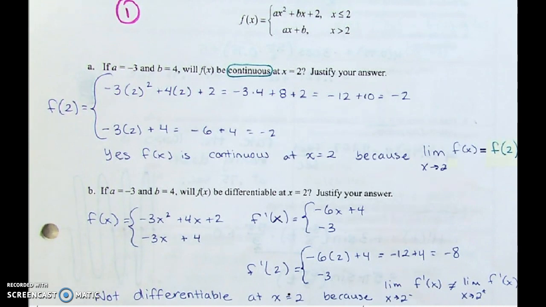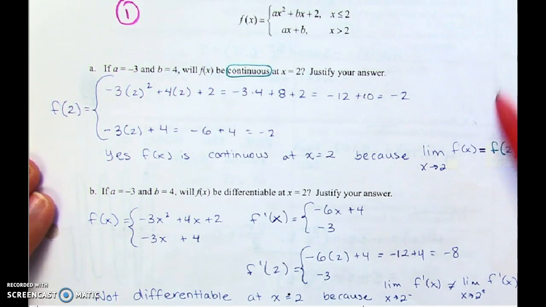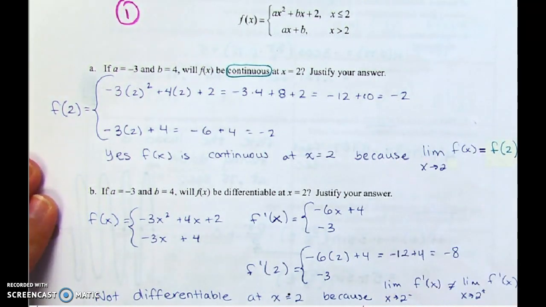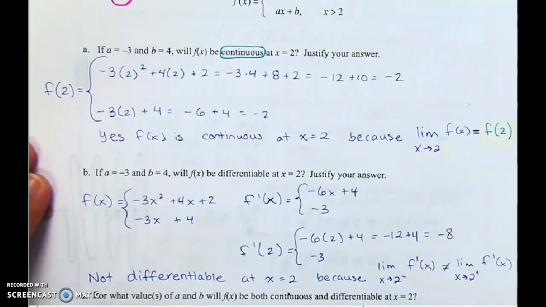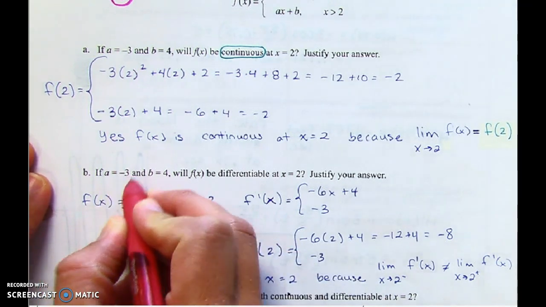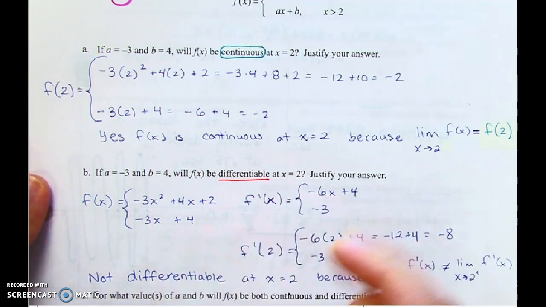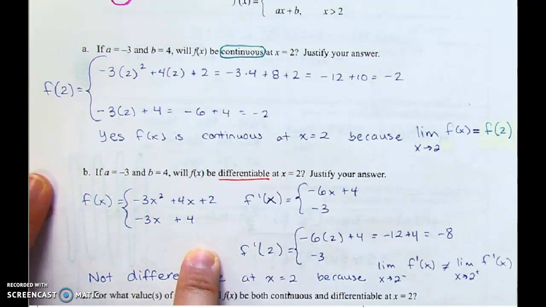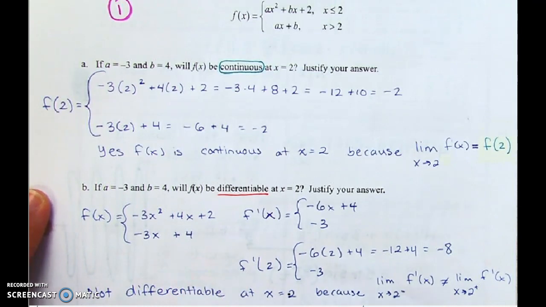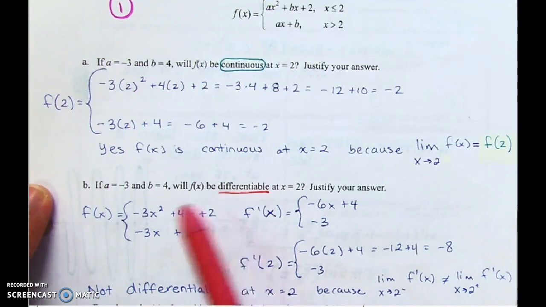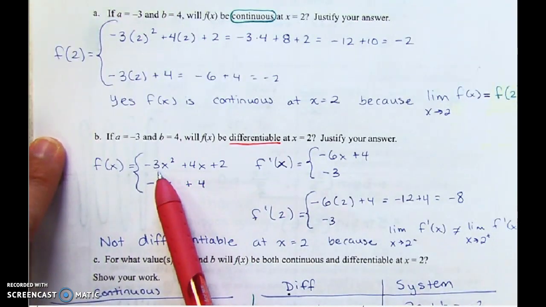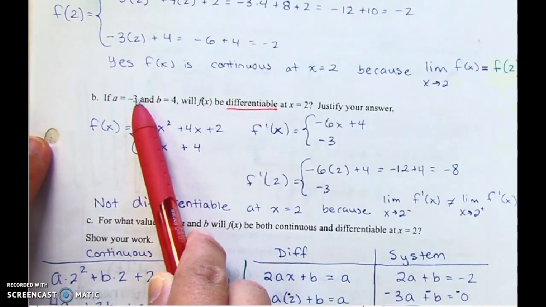So if those were A and B, would the two pieces meet together? Yes or no? Okay. If A equals -3 and B equals 4, will f be differentiable? Differentiable means their derivatives are equal to each other. So the first thing we have to do is find the derivative of each one. Oh, no, before we find the derivative, we have to plug in A and B. I was wondering, where'd that -3 come from? Well, there it is, it's right there.